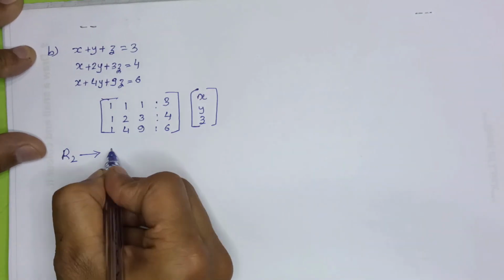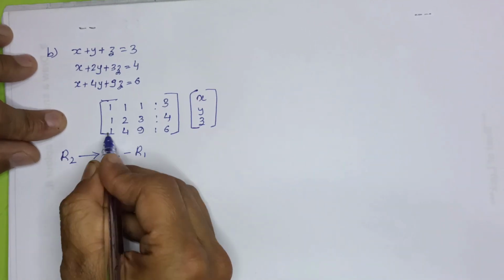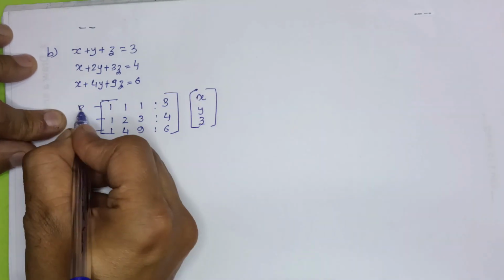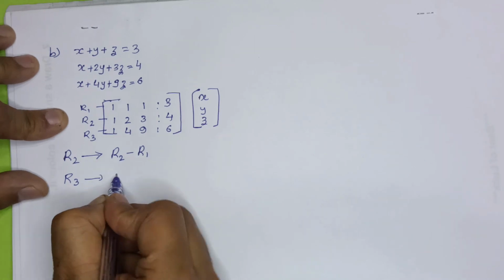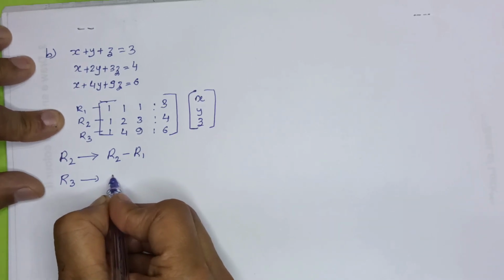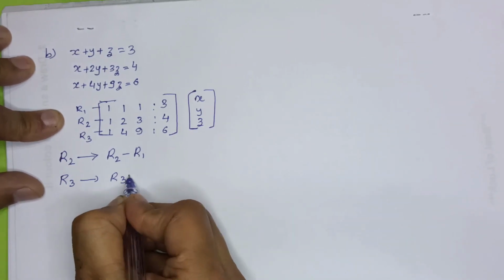Equation R2 is equal to R2 minus R1. We can work with R3 also, you know, R1, R2, R3. This is row 1, this is row 2, this is row 3, so we can work with that. So now here R3, we can do R3 also, obviously we can do it the same with R1, that will be easy, R3 minus R1.